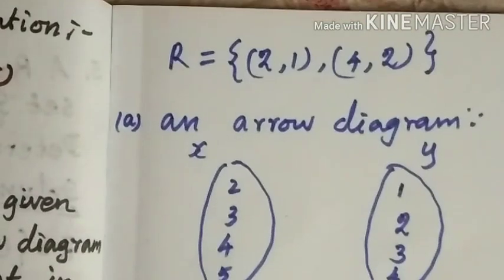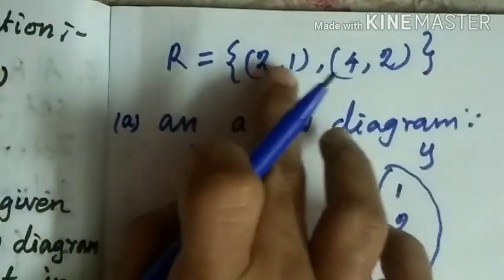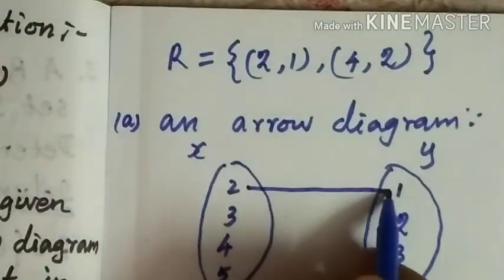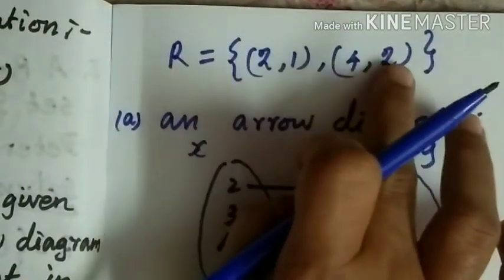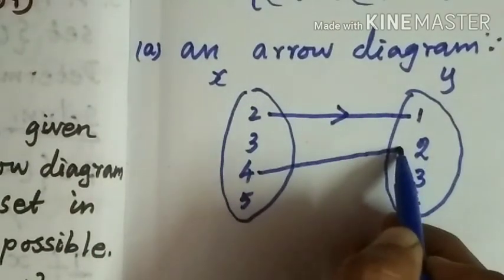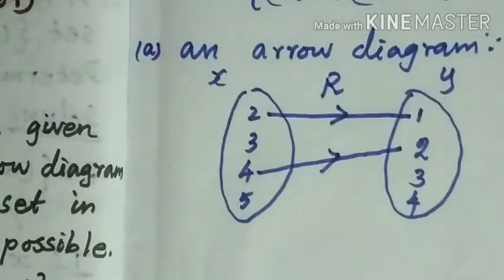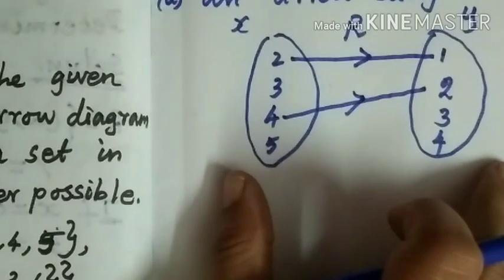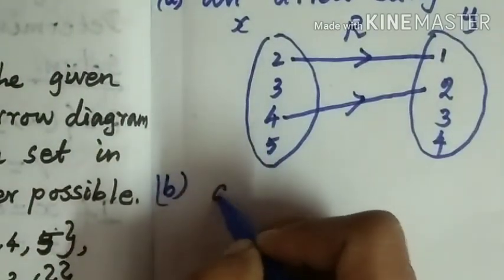Now relate by using this relation's ordered pairs. See here 2, 1, which means 2 is related to 1. Then 4, 2, which means 4 is related to 2. This is the relation. Then this is an arrow diagram. That's all. Next heading, a graph.